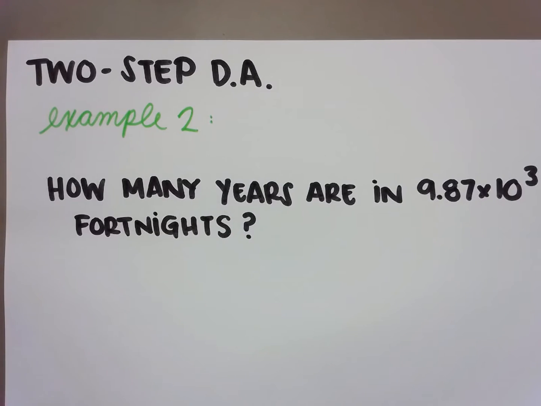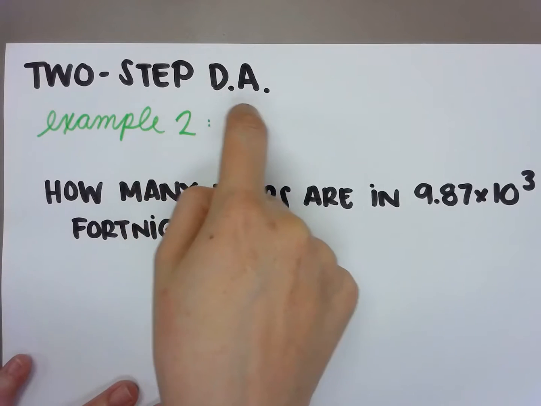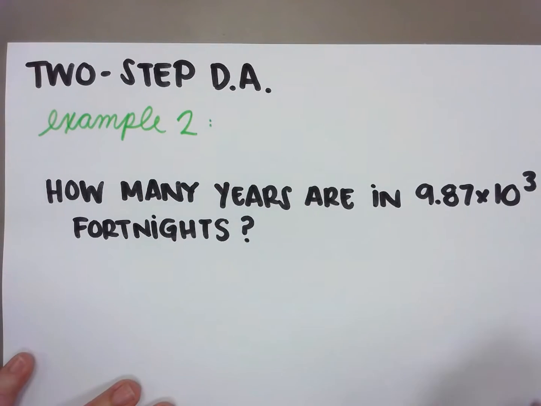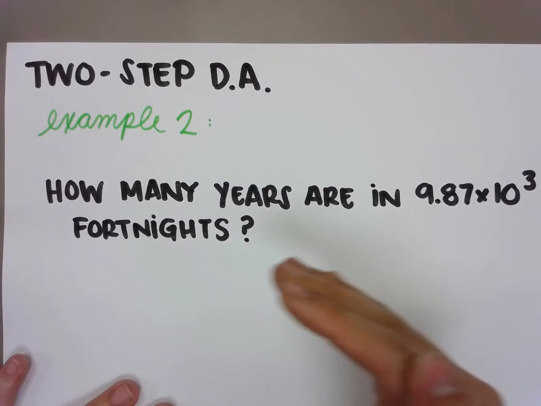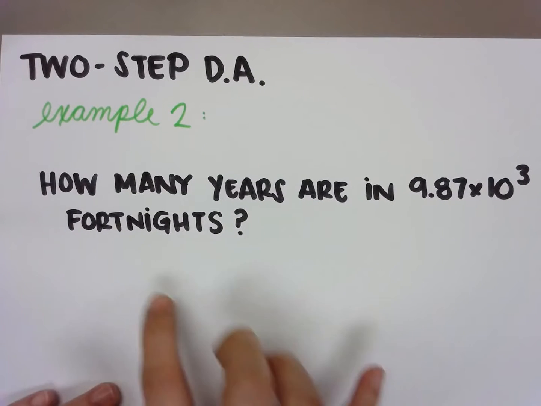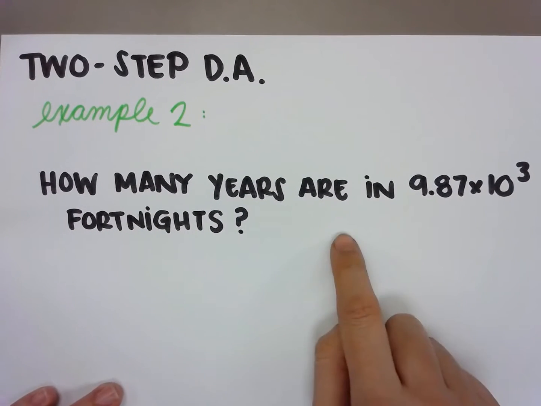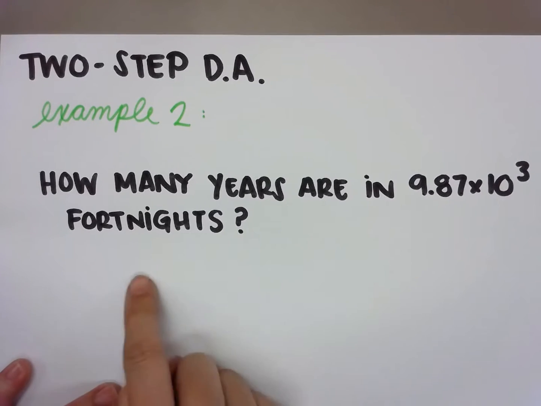Now that we've got the hang of one-step dimensional analysis, we're going to talk about two-step dimensional analysis. You can go ahead with dimensional analysis and convert multiple units as long as you understand that there are multiple ways that you could write equivalent relationships, and you can stack conversion factors. In this example problem, we're going to stick with fortnight still, and I'm asking how many years are in 9.87 times 10 to the third fortnights.